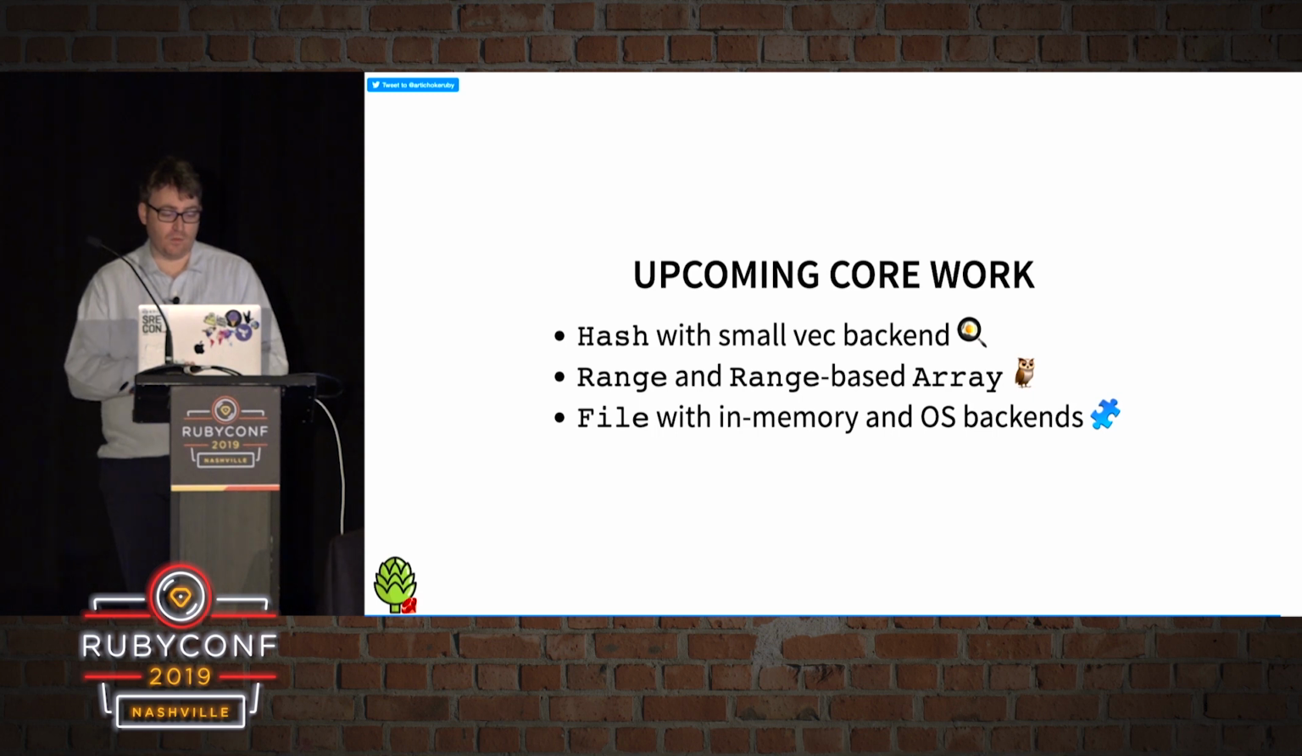Additionally, I need a range implementation and would simultaneously like to implement a specialized array type that is backed by a range. When you call a range from 1 to 1,000, that doesn't actually need to create an array of all of those elements. Additionally, extending file to actually support the operating system backend, as opposed to being trapped in an in-memory file system, is something that we need to do.